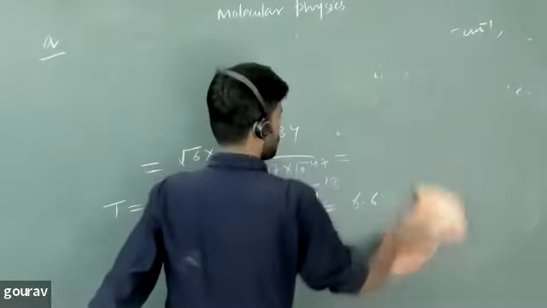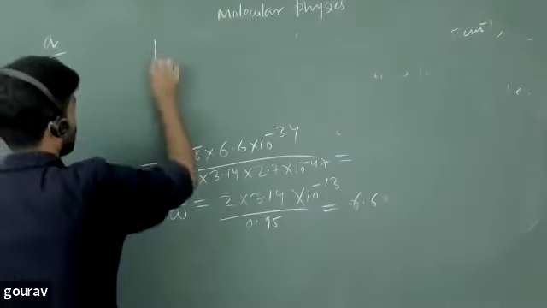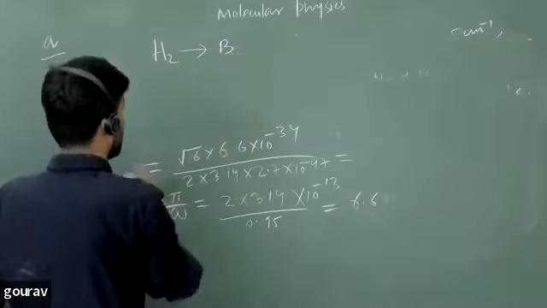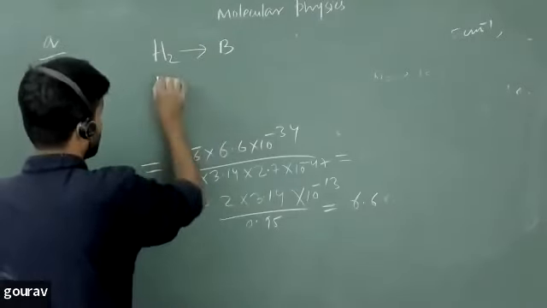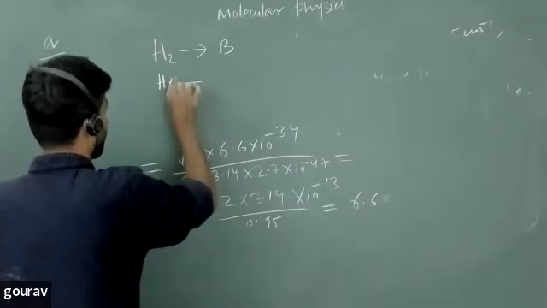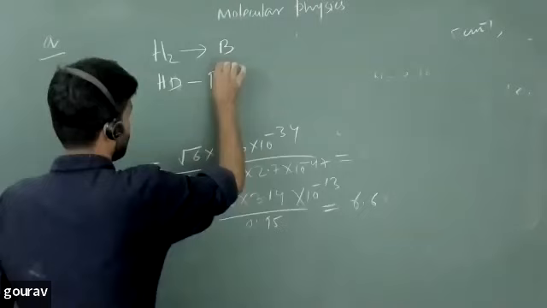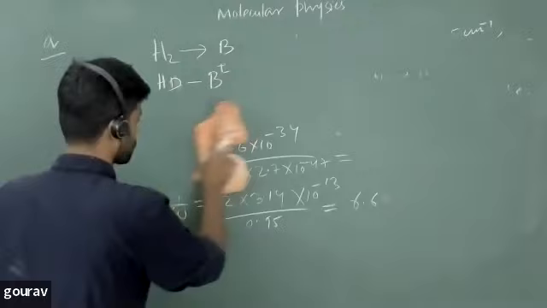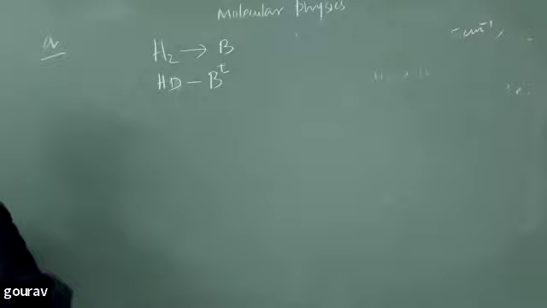So last question of today's class is, suppose you have hydrogen molecule H2. Its rotational constant is B. Now, if you replace one hydrogen by deuterium, it will be HD, and you have to calculate the rotational constant of this molecule. How much will be the rotational constant now?